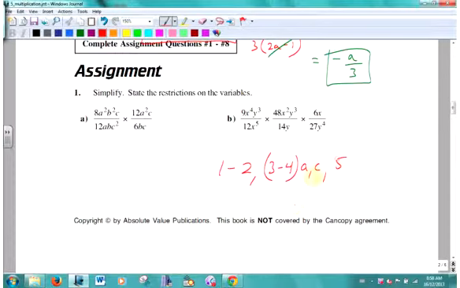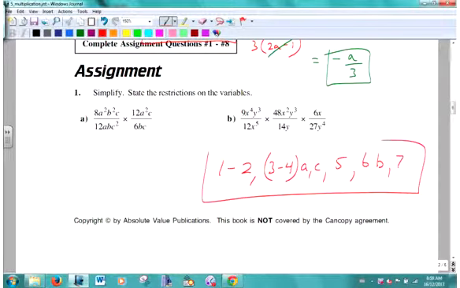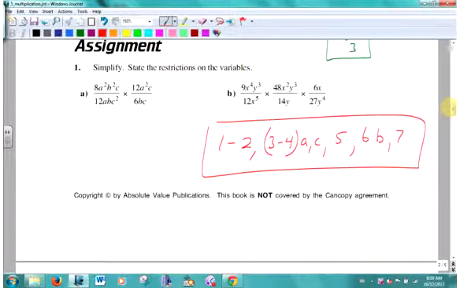1 to 2, 3 to 4, just AC. 5, 6, B, and 7. I think 6B is kind of like that one.